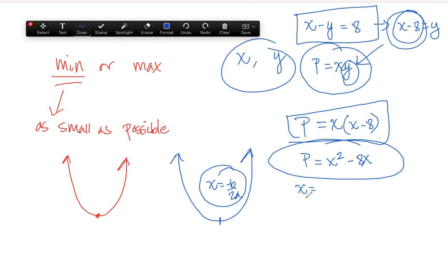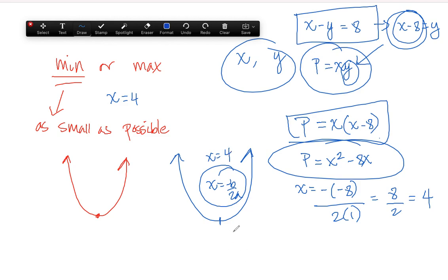Well, the a value would be 1. Sorry. Yes. And then the b value would be 8. Yeah. So 8 or negative 8. Sorry. It's okay. So we would have minus 8 over 2 times 1. So that's going to be positive 8 over 2, which is 4, right? Okay, cool. So x equals 4 is where the maximum or minimum will occur.